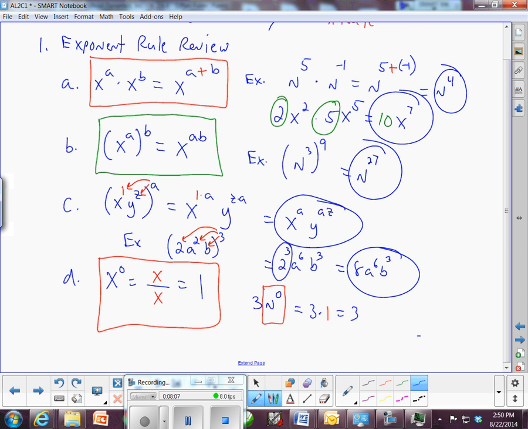Now that would be different than this: parentheses 3n, close the parentheses, to the 0 power. Do you see the difference? Remember, in this case, the base is everything directly below and to the left, and the parentheses says it's everything in that parentheses. So just to technically show you, you would have the base 3n divided by itself, 3n, and anything divided by itself is 1. Right? So the answer to that would be 1. 0 exponents. Okay, that's exponent rule review.